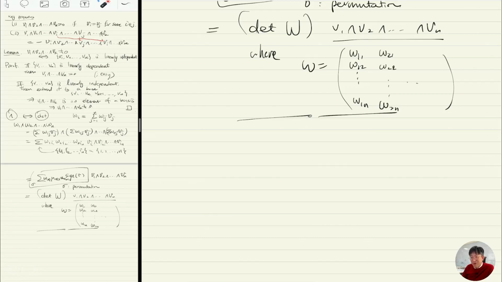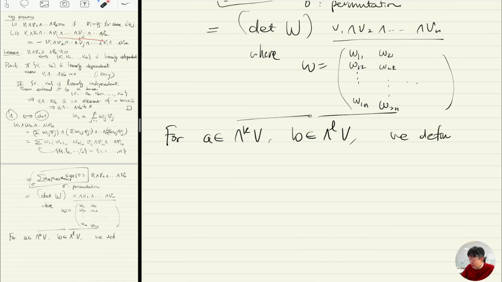Okay, now I'm going to define a wedge product that links vectors in two exterior powers. So for A here and B here, we define A wedge B. Right? How do we define that?